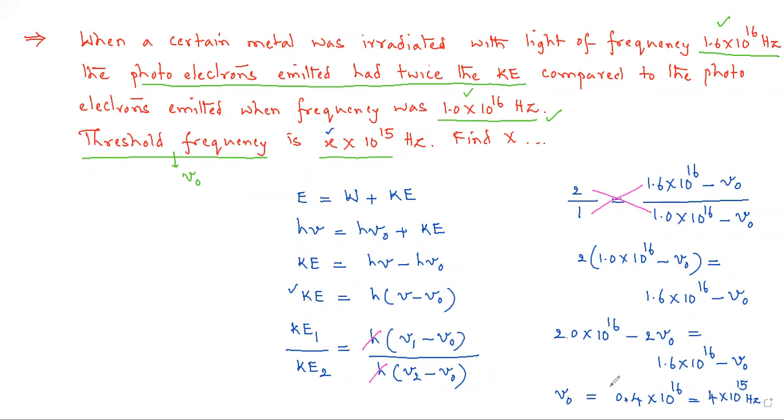Because 0.4 can be written as 4 by 10. When that 10 goes into the numerator, it becomes 10 power minus 1. So 10 power plus 16 into 10 power minus 1 is 10 power 15. So from that, we can give the final answer, x as equal to what? 4. So it's very interesting. But if you are perfect with the theory part, I think you can solve it easily.